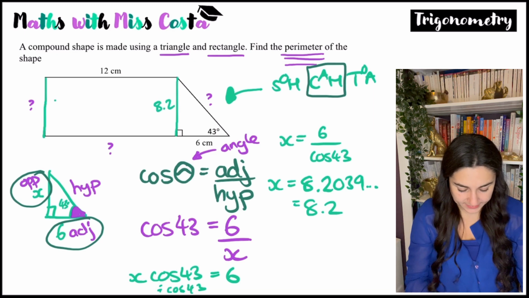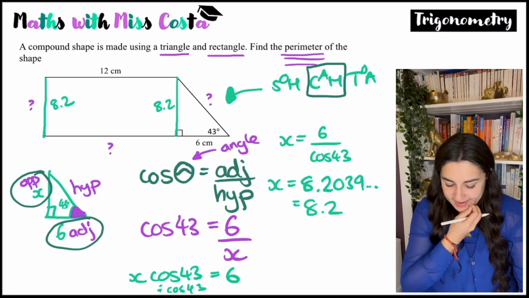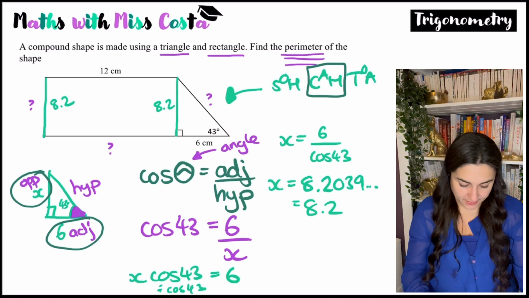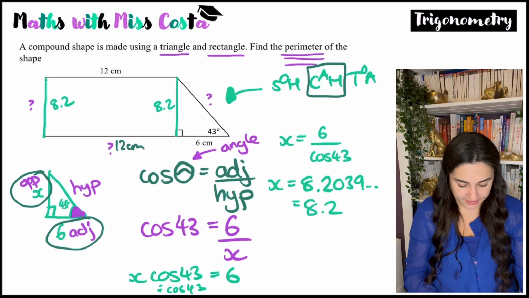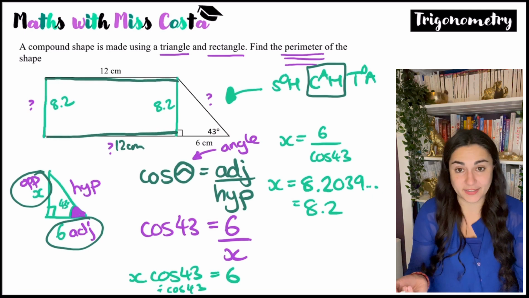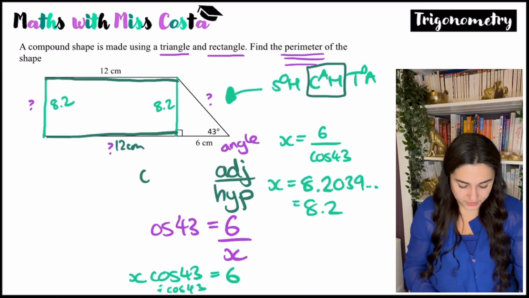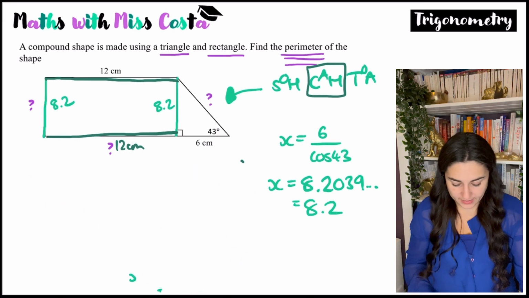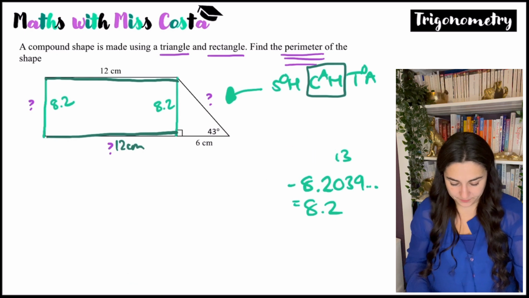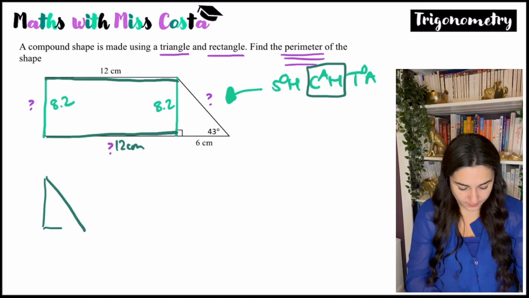So this side here is 8.2 and this side here is 8.2. And now all I'm left with is figuring out, and obviously this one here is going to be 12 centimeters because opposite sides of a rectangle are equal. So I am trying to figure out the hypotenuse of this triangle now, and I can just use Pythagoras to do that. So let's draw this triangle out.